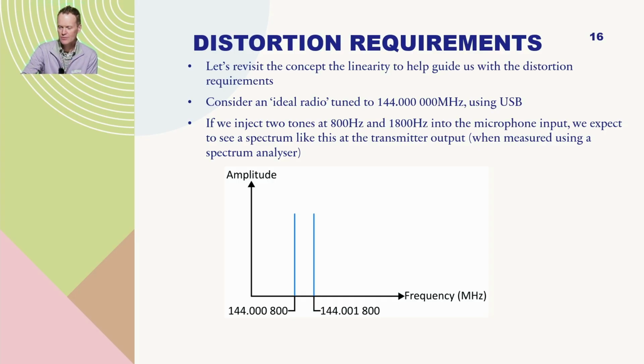So if we think about 2 meters, because I'm a VHF, UHF person, using upper sideband, if we were to inject 800 hertz and 1800 hertz into the microphone input of an ideal radio, and then we had to look at the spectrum, it would look like this. So we'd end up with 144 megs plus 800, 144 megs plus 1800. Okay, and that's the upper sideband signals.